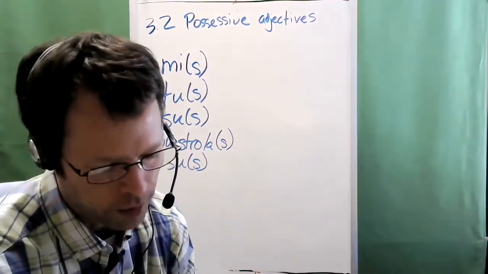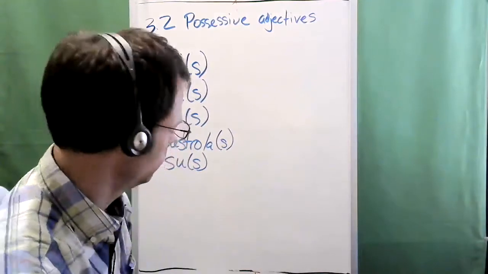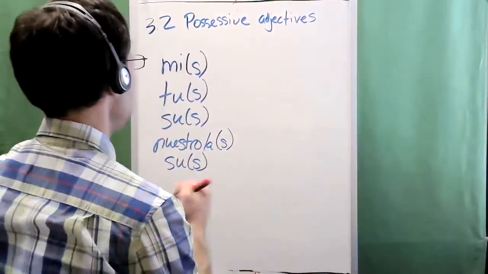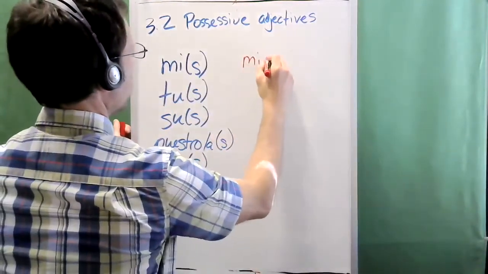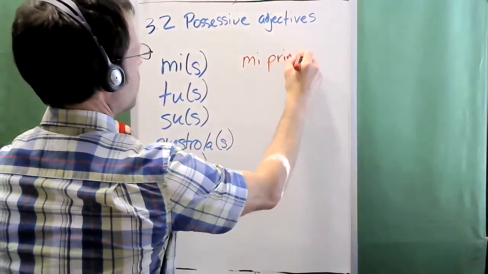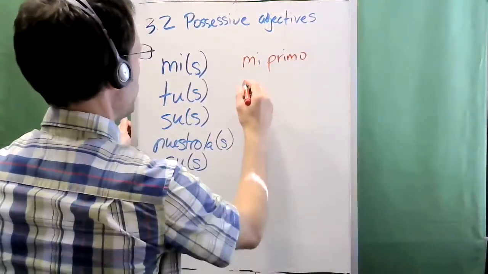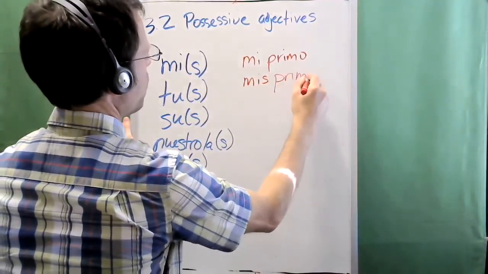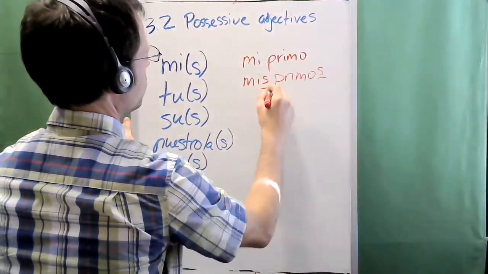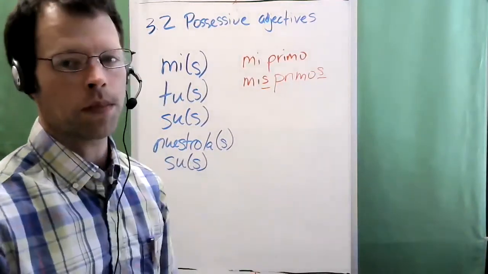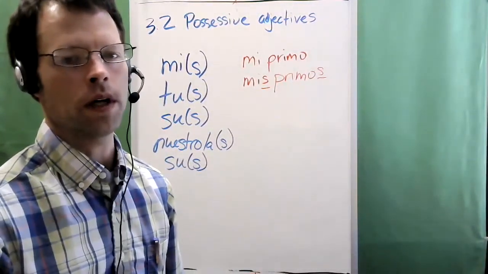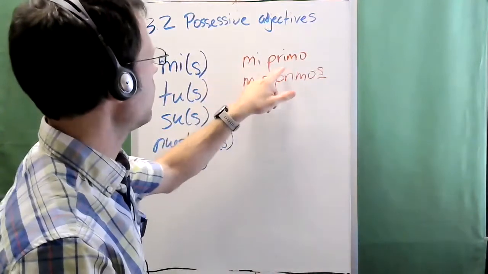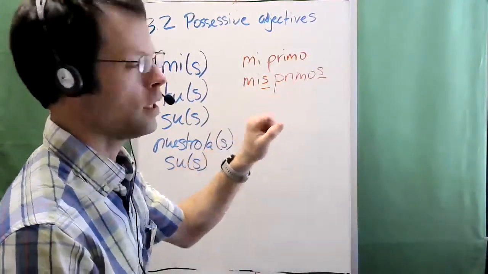Now let's talk about how these are used. The example in the book is mi primo. We are learning words related to family, so that makes sense. But this is the example. Mis primos. So let's pause for a moment right here and see what's going on. We have my cousin, my cousins.